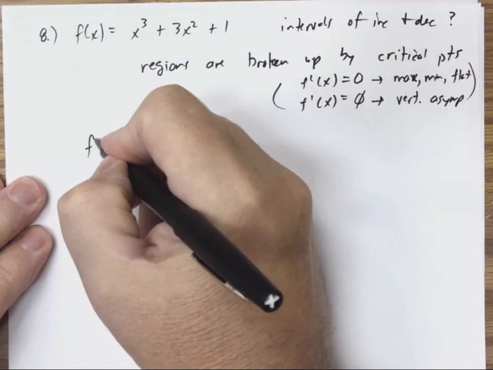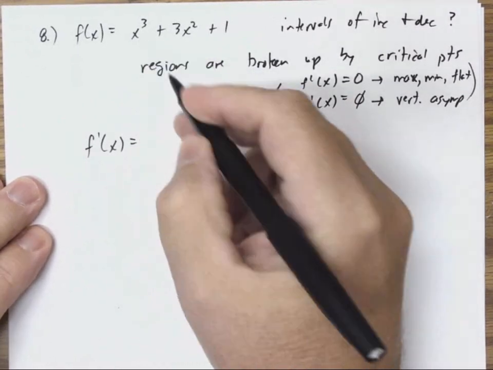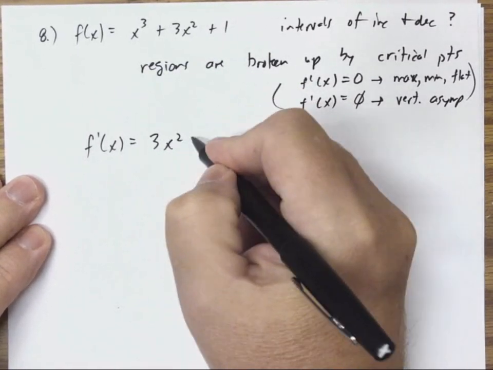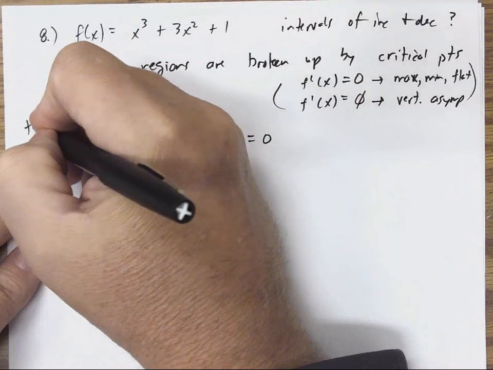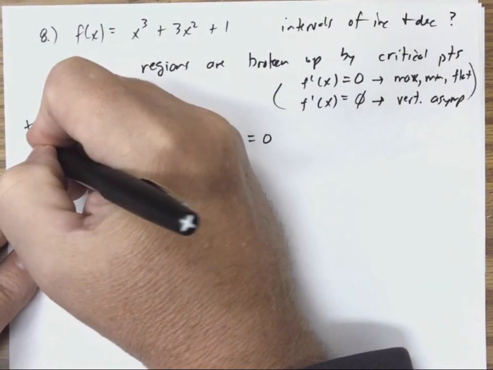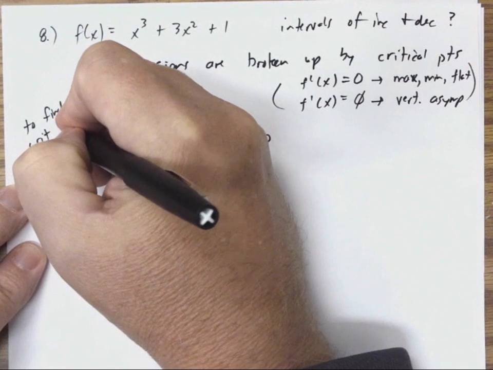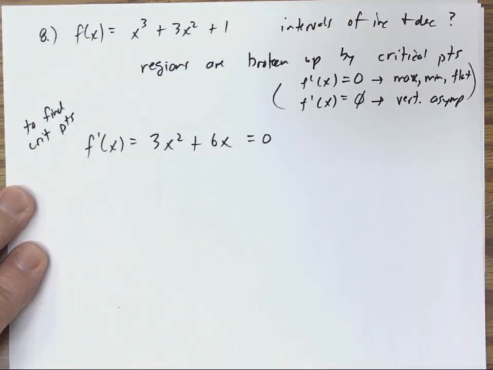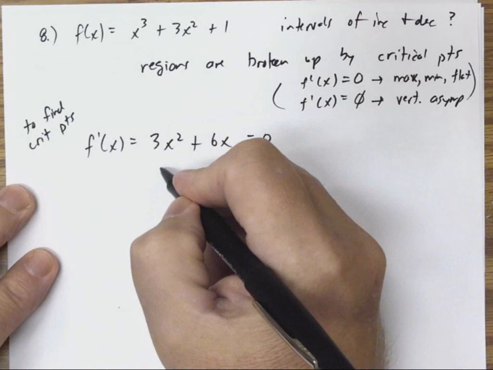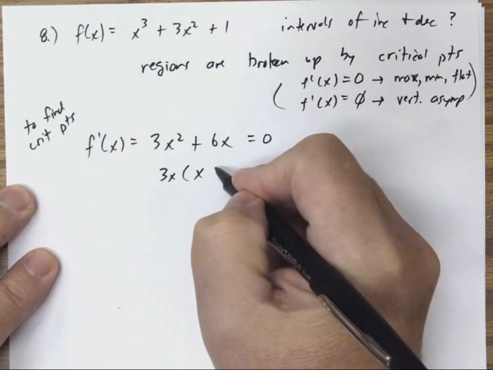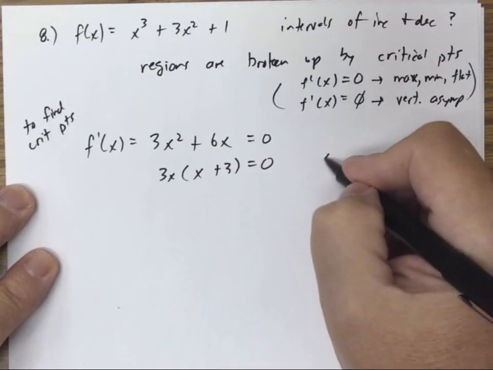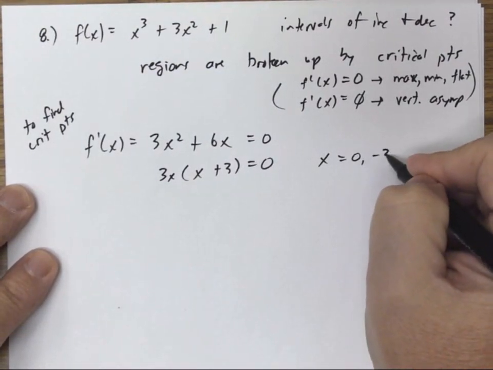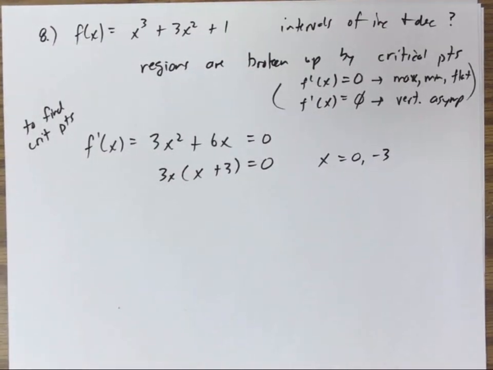So the whole key is you take the first derivative, 3x squared plus 6x, and you set the first derivative equal to 0. So right now we're doing this to find critical points. So I'm going to factor out a 3x. The solution for this is 0 and negative 3.